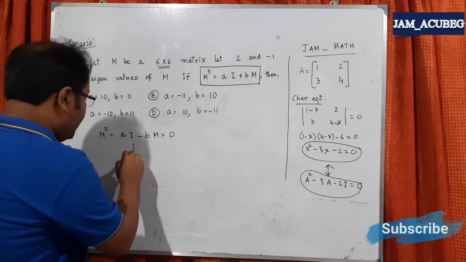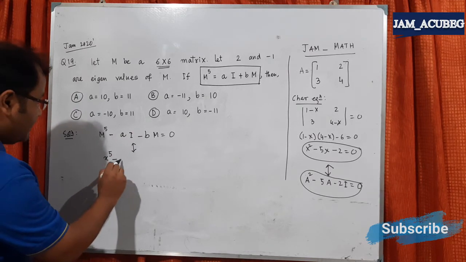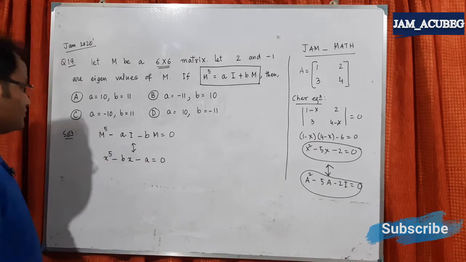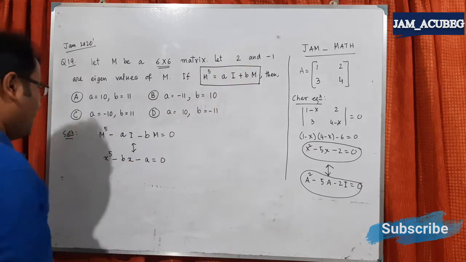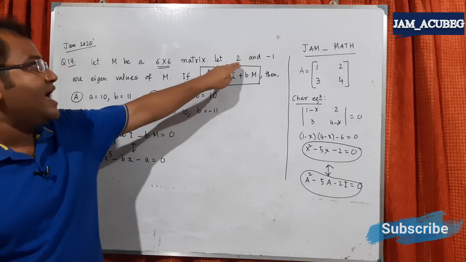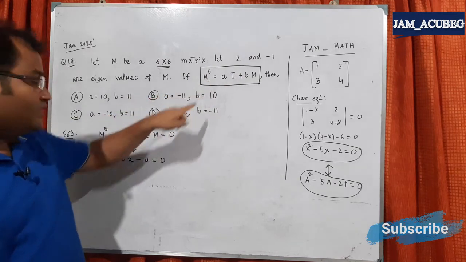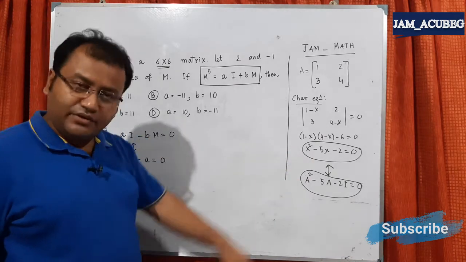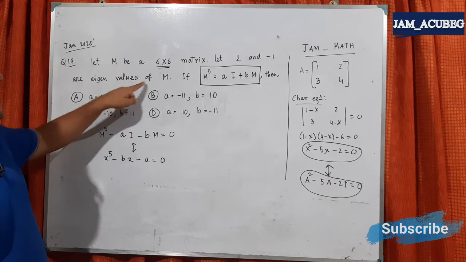First of all you convert this to x, so it will be x to the power 5 minus bx minus a equals 0. Okay. Now you see, what was given to us? Given was the expression for the matrix and 2 eigenvalues. Now I cannot put an eigenvalue directly on the matrix, but I can put it directly on the expression, which is the characteristic equation. Now it is telling that 2 and minus 1 are eigenvalues of M.